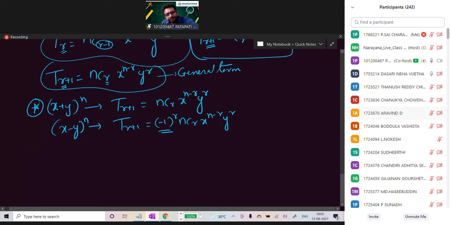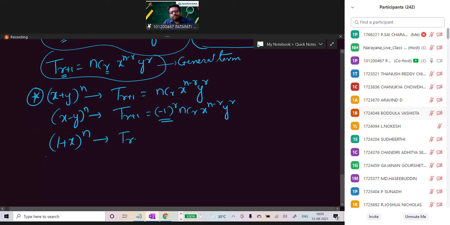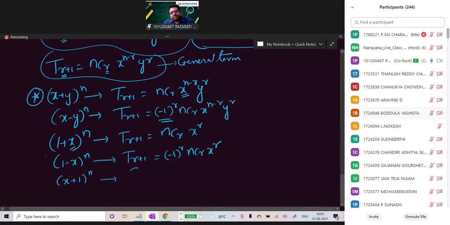Clear? What is the general term in 1 plus x whole power n? NCR, the first term is 1, so this becomes 1, x power r. What is the general term in 1 minus x whole power n? Minus 1 whole power r NCR x power r. Clear? What is the general term in x plus 1 whole power n? NCR x power n minus r. This time y is 1, right?